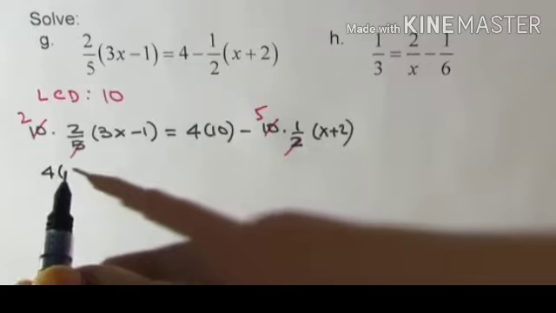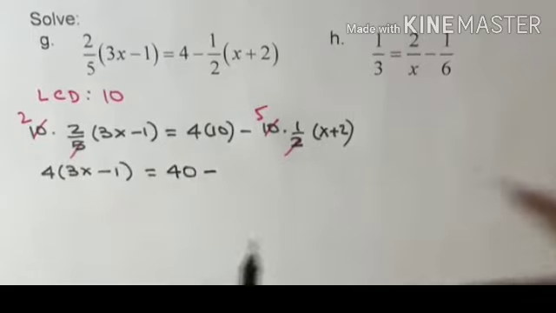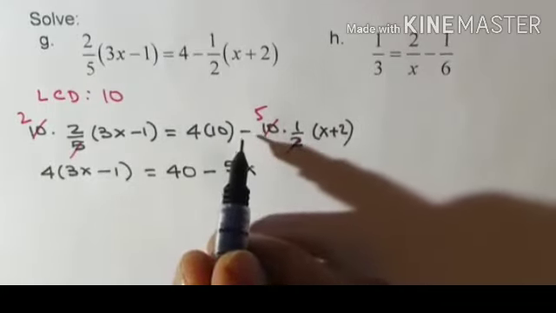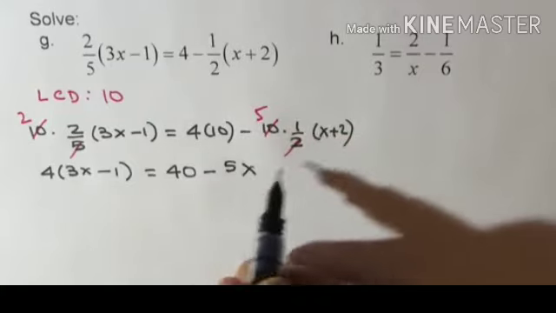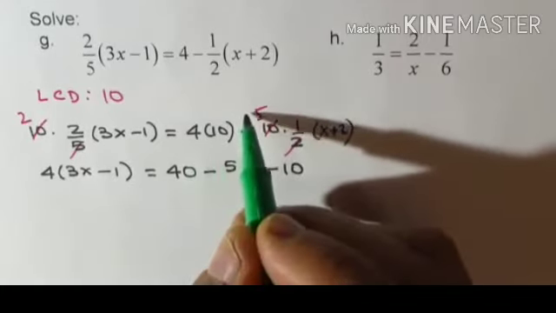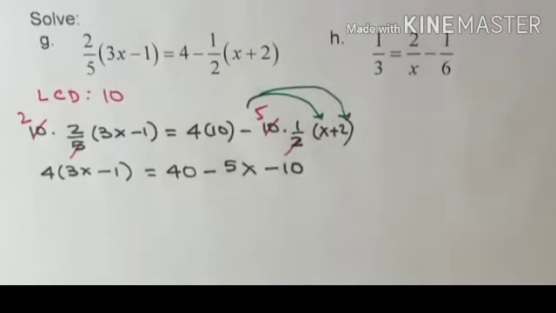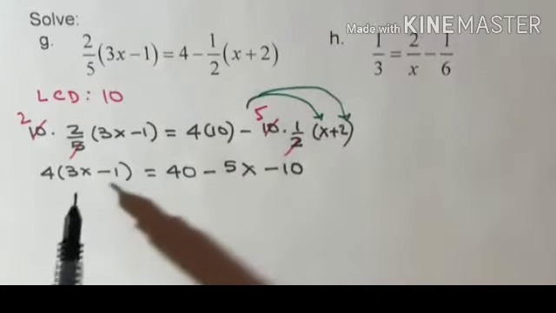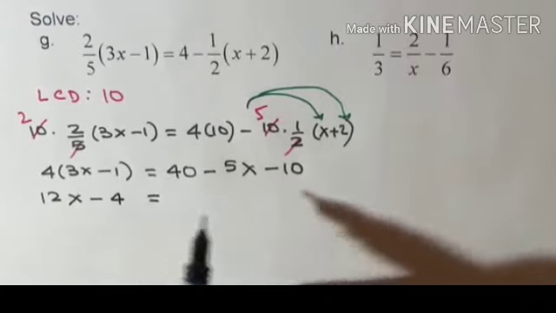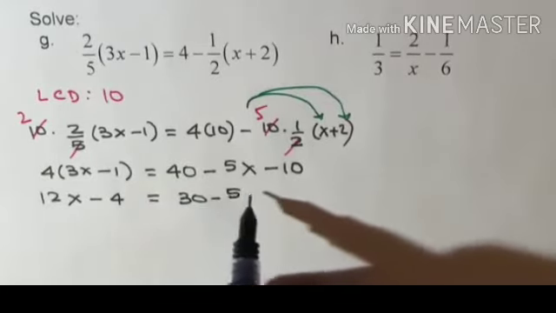So we're at 4 times (3x minus 1) equals 40 minus 5 times (x plus 2). When you open this bracket, remember to apply minus 5 to both, right? So minus 5x and minus 10. So take care of the minus sign also. You have to multiply with both the terms. Bring x's together. Let's open this bracket also. So we get 12x minus 4 equals, let's combine them, 40 minus 10 is 30 minus 5x.